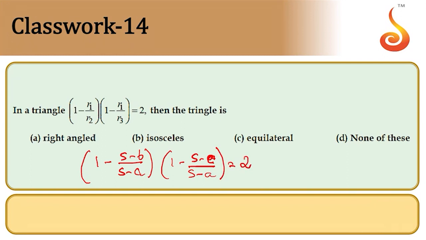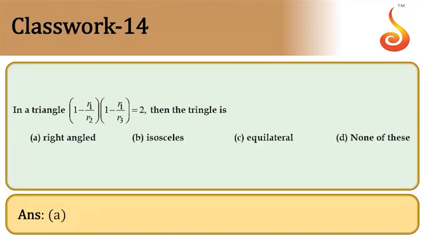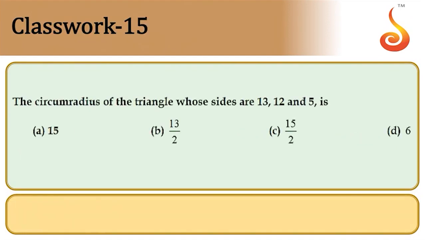So from this, if we simplify, we get 2 is equal to b minus a into c minus a. If we simplify further, we get a square is equal to b square plus c square. So it is a right angle triangle. Just putting the values and simplifying it, you get your required result. Yes, right angle triangle is correct.